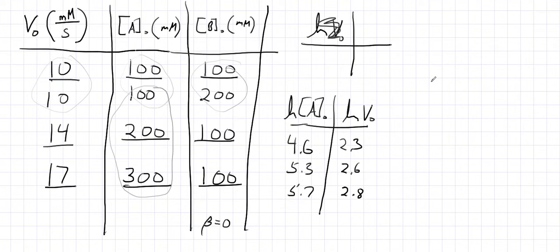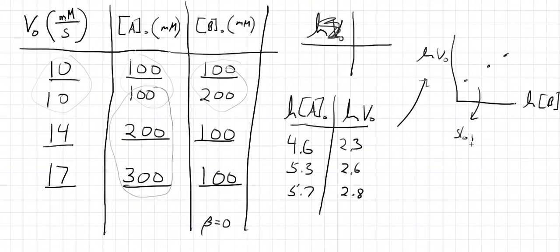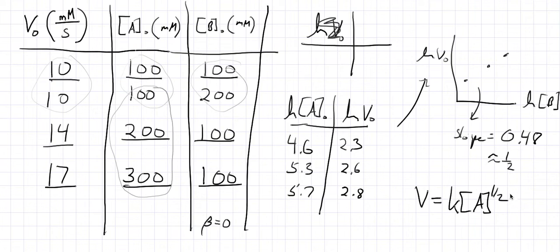When we graph this, we see that we get a graph that's linear. And we get the slope. And the slope is actually equal to 0.48. So looking at this, we can say, okay, that's essentially a half. So now we can write the rate equation. V is equal to K, A to the 1/2. So it's half order in A and 0 order in B, and half order overall.